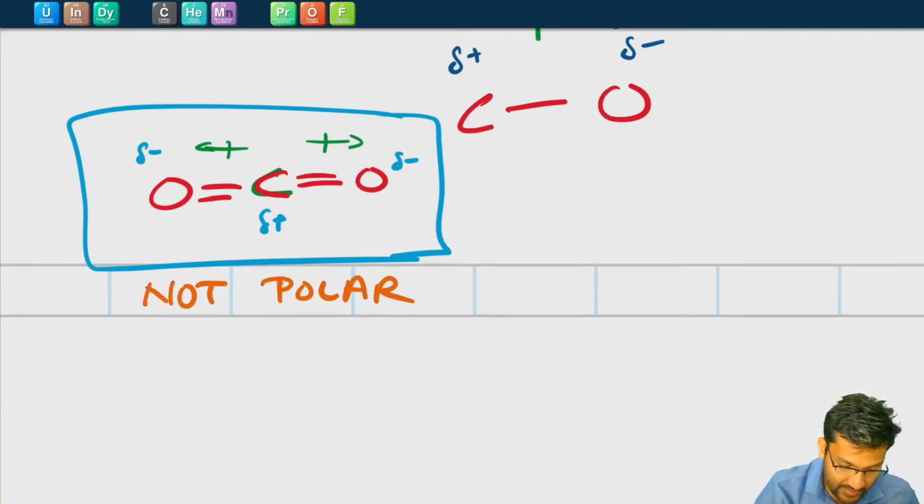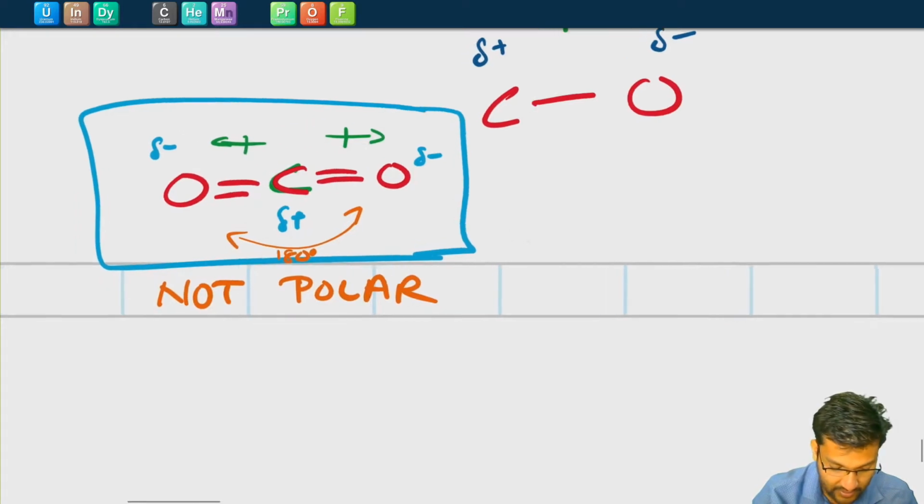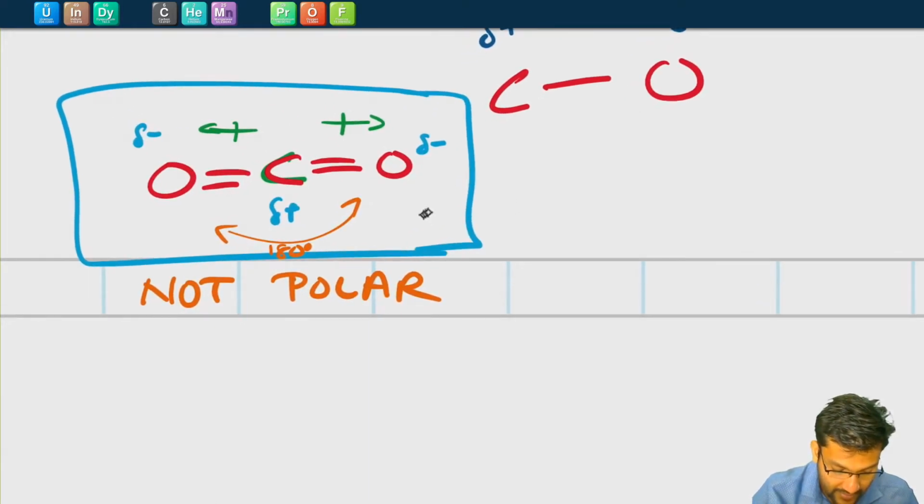And why is that? Because we looked in our previous video and saw that this geometry here is a linear geometry. These bonds are separated by 180 degrees. They're exactly on opposite sides of each other. So as a whole, this oxygen pulling electrons to the right and this oxygen pulling electrons to the left will leave this molecule as not polar, because those two pulls completely and perfectly cancel each other out, right?